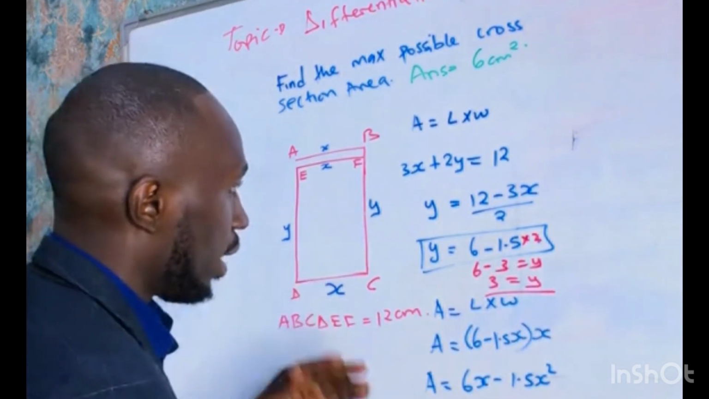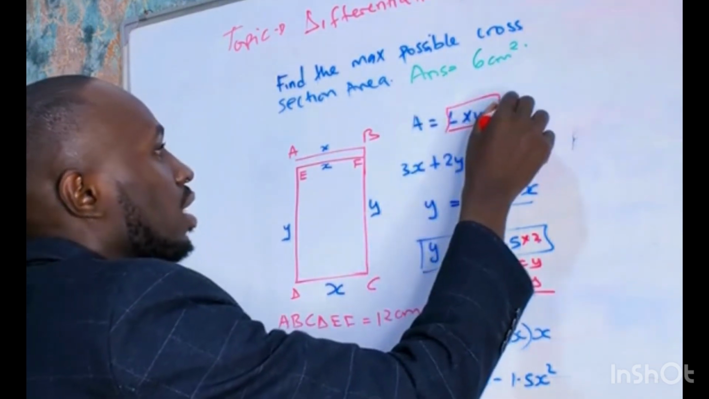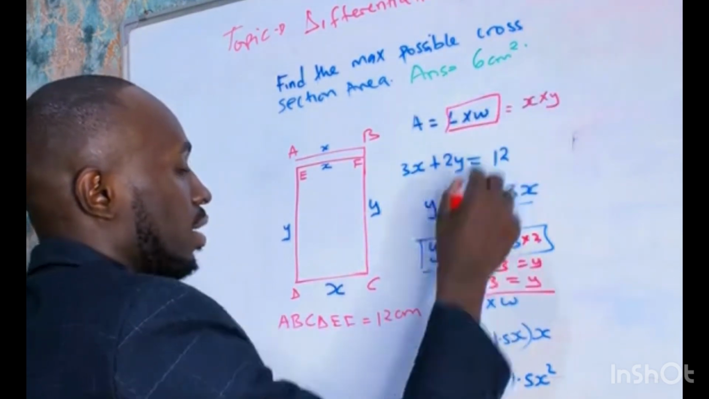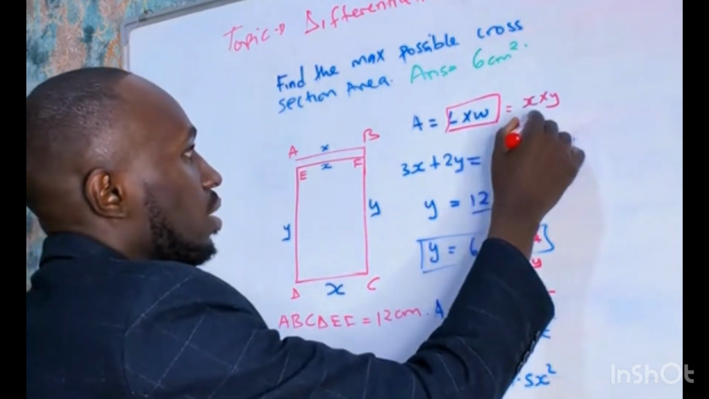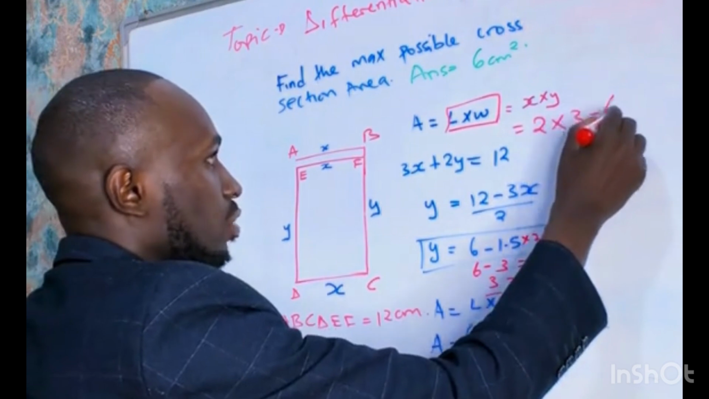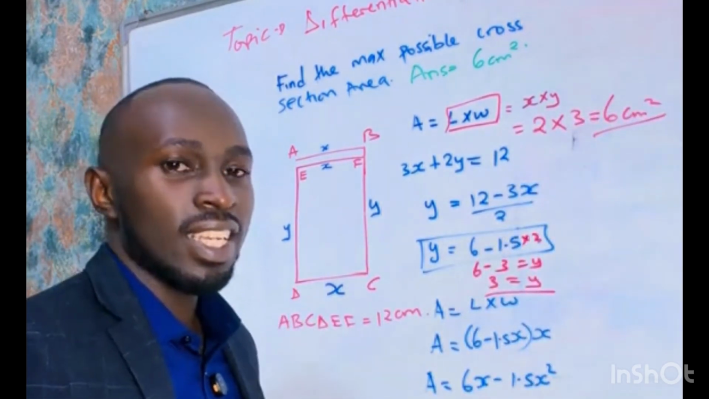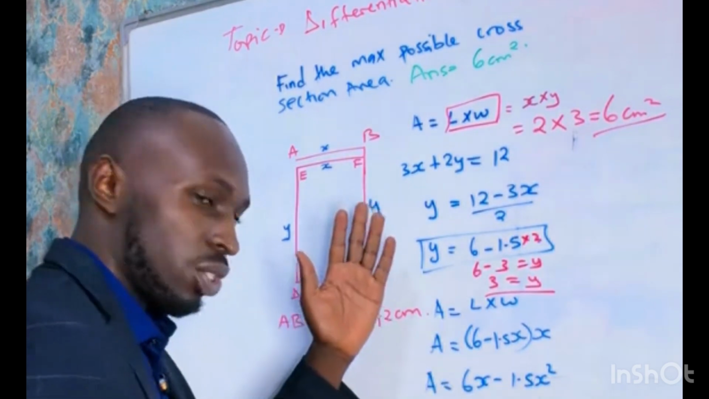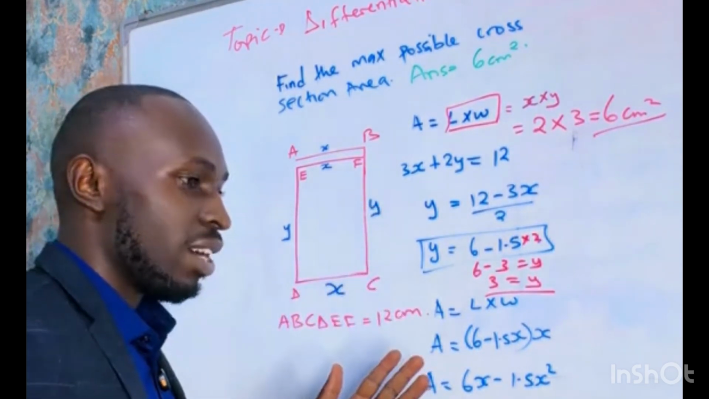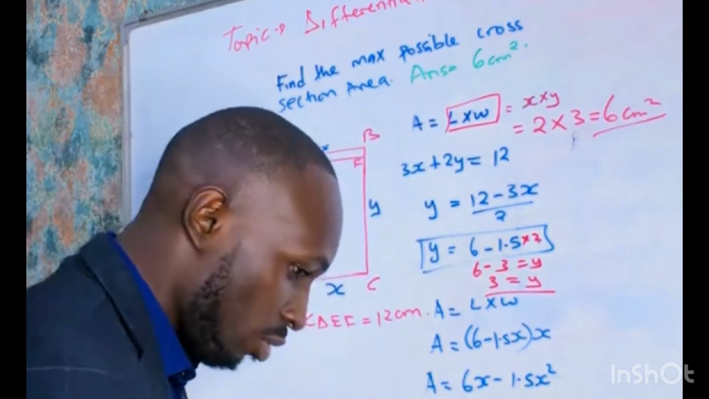So the area will automatically be length times width, which is x times y. The x is 2 and the y is 3, so 2 times 3 will give us 6 centimeters squared. This is the application of differentiation from the book by Backhouse. Till we meet again tomorrow, we've got the answer today, and we are the heroes of the day.